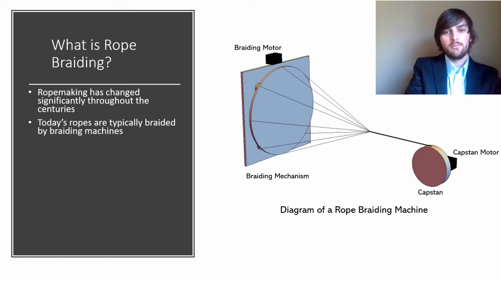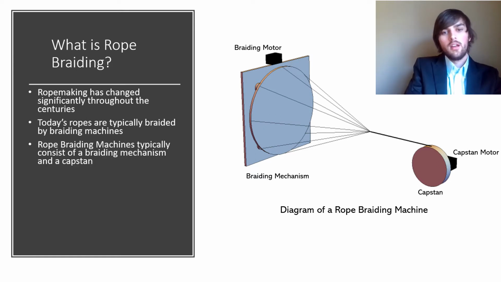In this diagram, you can see two main parts: a braiding mechanism on the left side and a capstan on the right side. The braiding mechanism is what contains the individual strands of rope, and these strands are on their own carriers, which weave in and out of each other in order to create the braid in the middle of the diagram. Then the capstan on the right side is a turning wheel that takes up the completed braid.